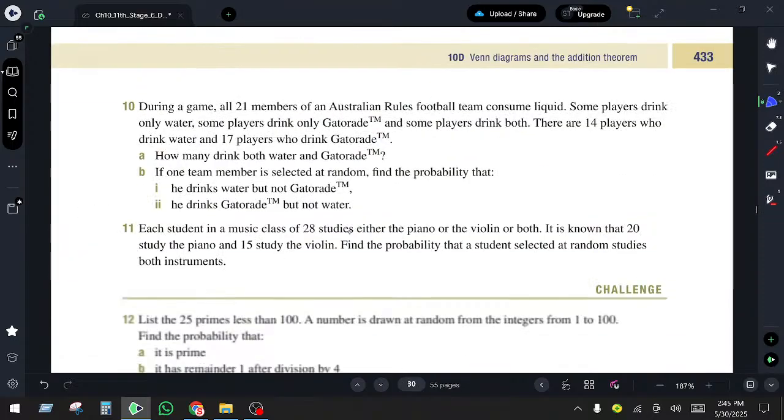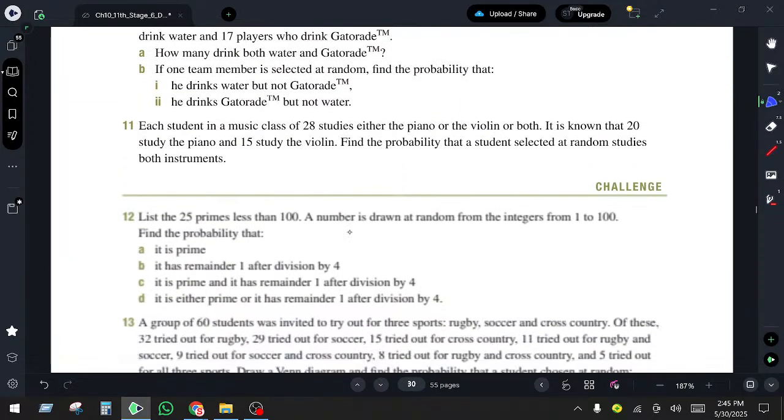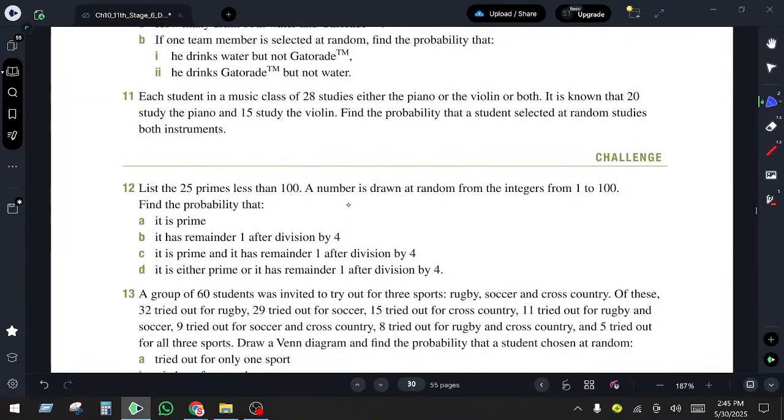Okay, so those are the addition rules and all. Let's go to the 12th one directly. Can you read the question?